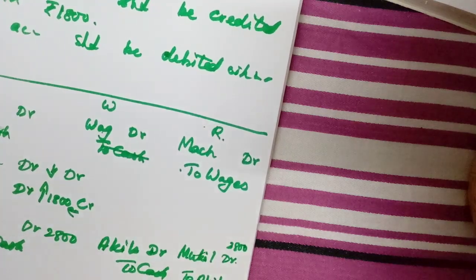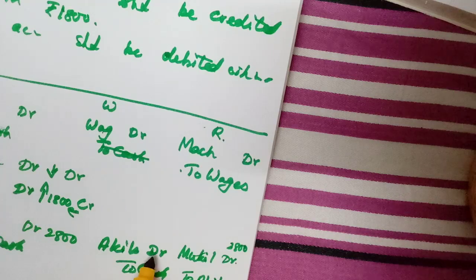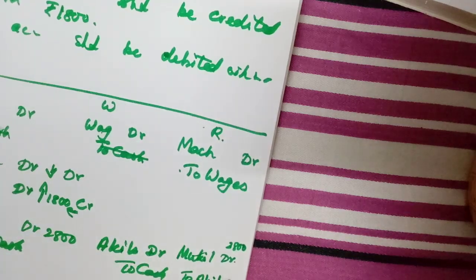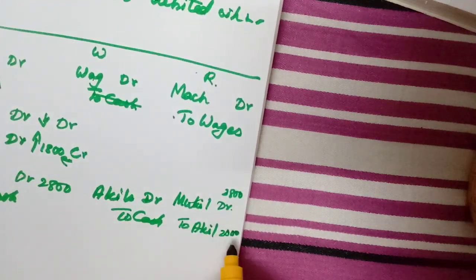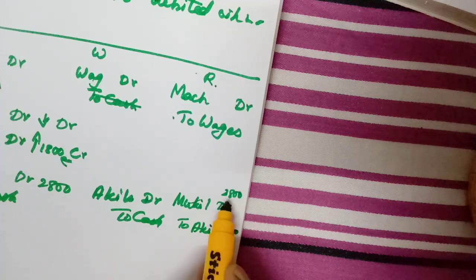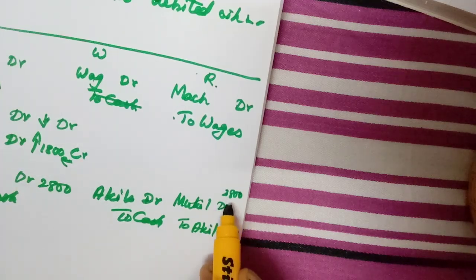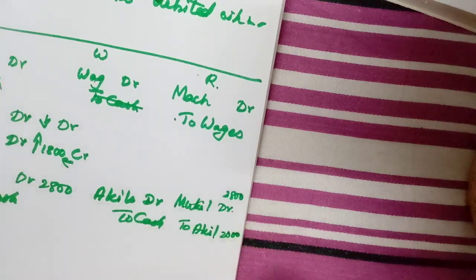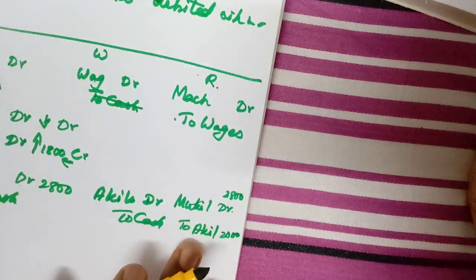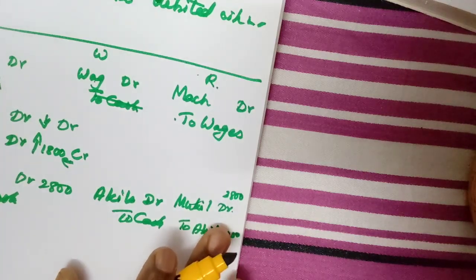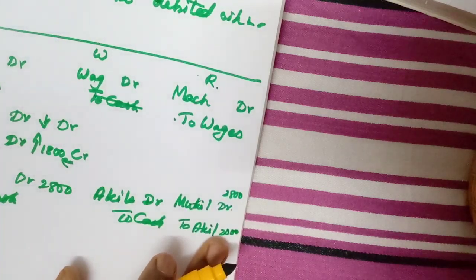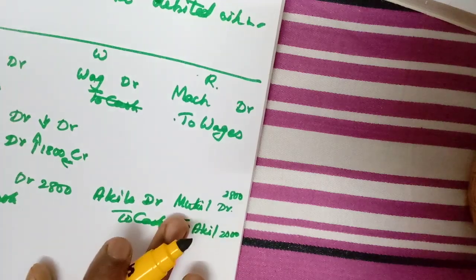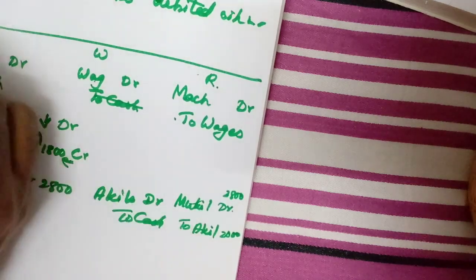Then Akhil's account must be cancelled. How much was written? 2000. Akhil's we have to credit 2000, and Mukil's we need to debit 2800. Otherwise, if it is after the preparation of final accounts, we can write the suspense account. That 800 is not tallying: debit 2800, credit 2000. Since the amount is different, we have to write it as a statement. Two statements we have to write.